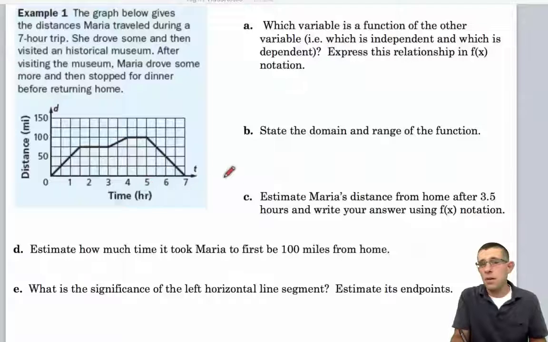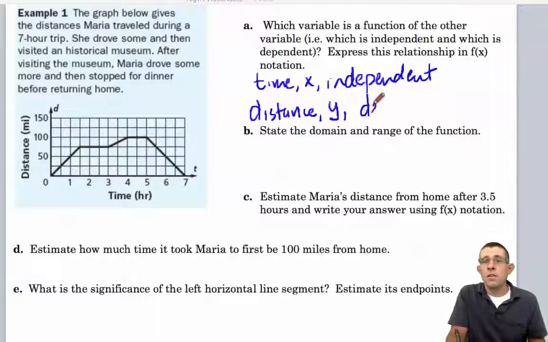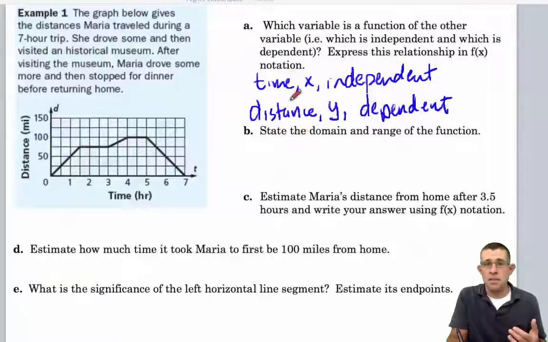Well, remember our independent is our x. Along our x-axis here is time. So we're going to say that time is our x variable here. It's our independent variable. Therefore, along our y-axis is our distance, and therefore distance is our y variable. It's our dependent. So we would say that our distance is dependent on time.